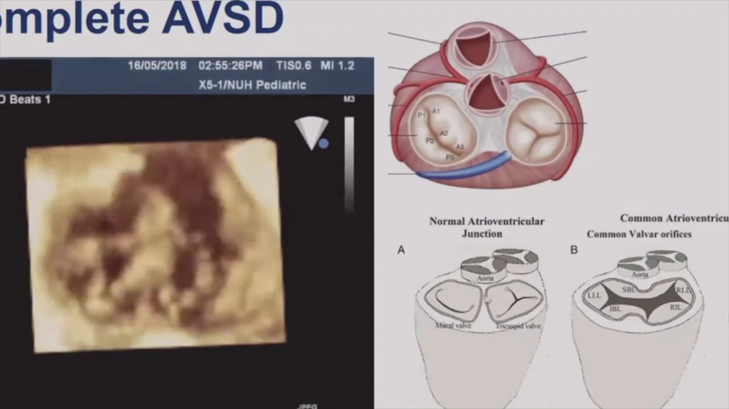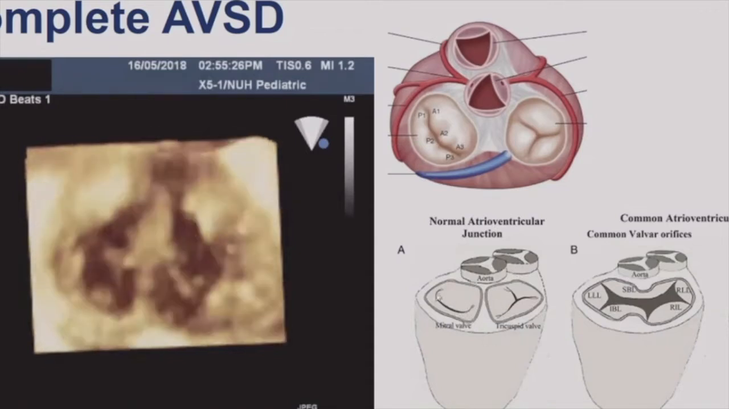Now, in this diagrammatic depiction of a normal mitral valve and a normal tricuspid valve, you can see the mitral valve has two leaflets like a fish mouth, and tricuspid valve has three leaflets, as the name implies, located on the right side. In atrioventricular septal defect, beyond just the septal defect, the atrioventricular valves are abnormal. So we have a common atrioventricular junction here rather than two separate atrioventricular junctions.